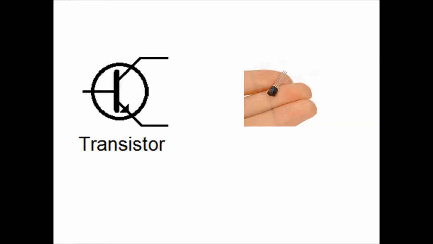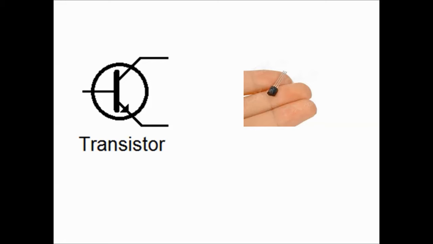And the answer is here. The transistor. This is one in someone's hand, and to be honest, most of that is just packaging, just to make it big enough for us to be able to pick up and move around and put into circuit boards. In all honesty, the transistor inside, the working part, is microscopically small.